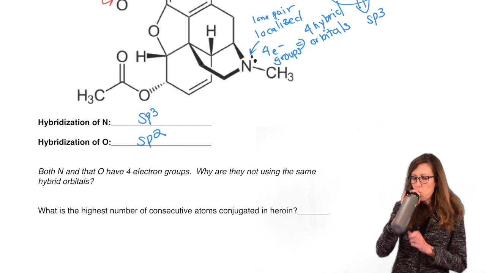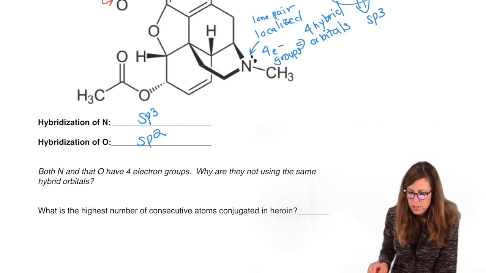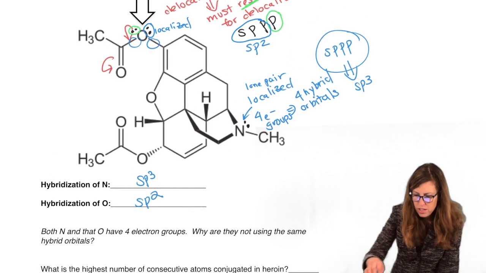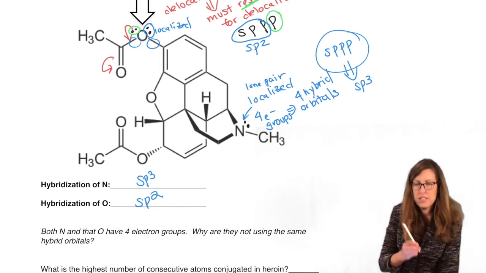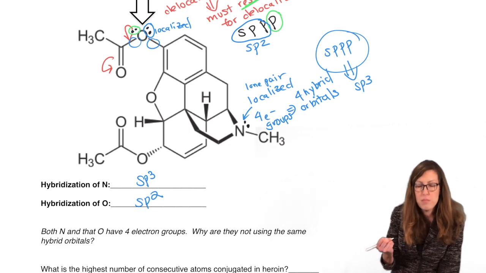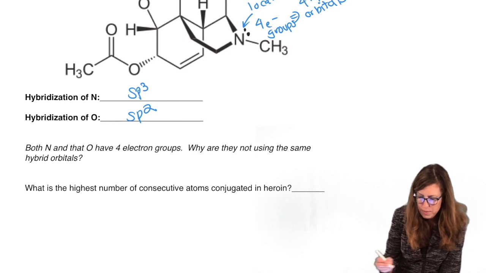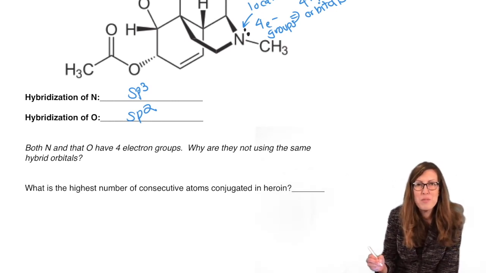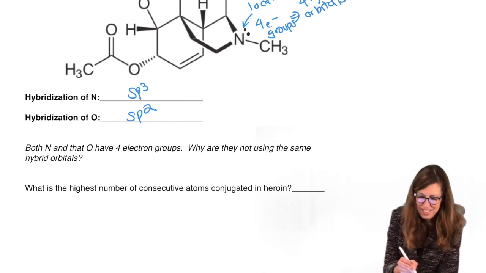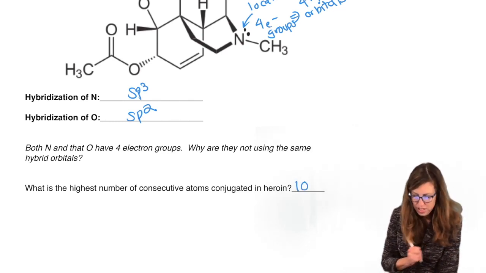So sometimes if you look through some old exams, you'll see questions like testing if you can recognize what's conjugated, what's not. What's the highest number of consecutive atoms conjugated in heroin? I'm going to give you the answer, but maybe pause here and give it a try. I'll write it down right now, so you might want to pause, and then check your answers later to see if you can match it. Okay, so you should get 10 when you're done.